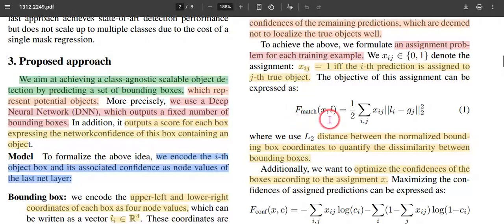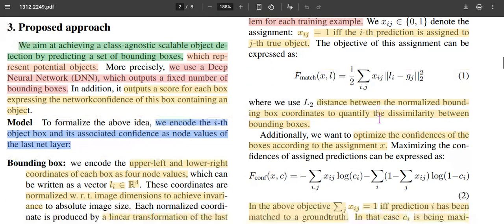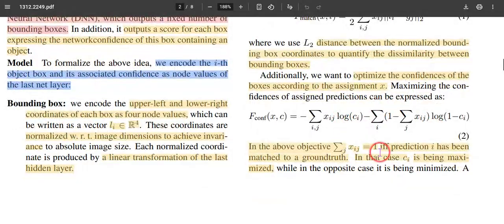One is the match objective function, which is going to minimize the regression error between the bounding box coordinates and the ground truth bounding box coordinates. And this is going to be an assignment problem, as mentioned earlier, taking 1 or 0. If it is 1, it's going to be a match with the corresponding object category. If it is 0, that box doesn't have any object and doesn't belong to any category. And the classification error is based on this loss function, where if an object is detected, it's going to identify whether it belongs to a particular category or not.